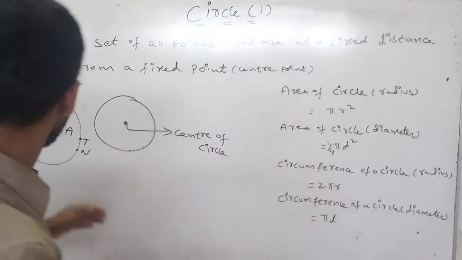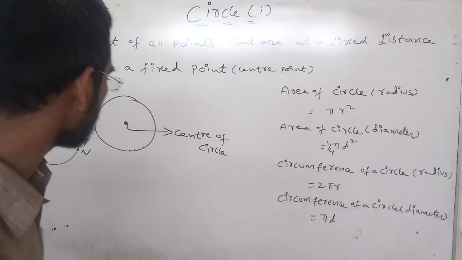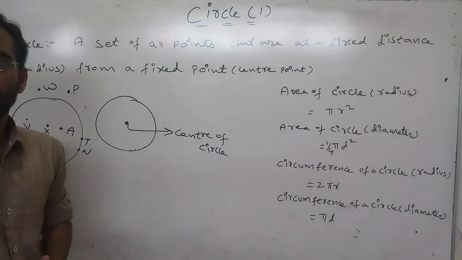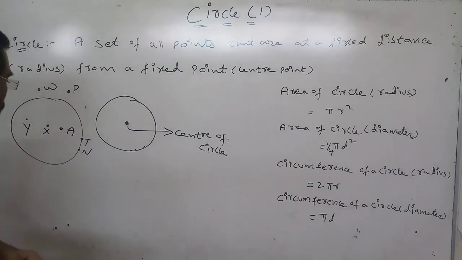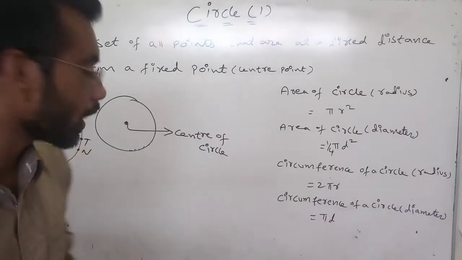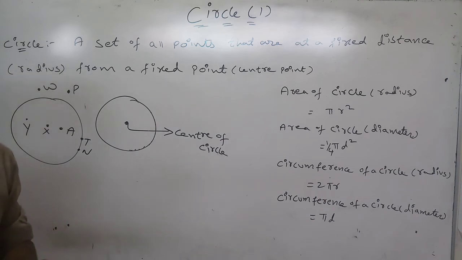The point which is taken outside the figure. That means the figure is the circle. The point which is taken outside the circle is called exterior. What is interior? Inside. The point which is taken inside the circle is called interior. And what is on the boundary? The point which is taken on the boundary is called a boundary point.